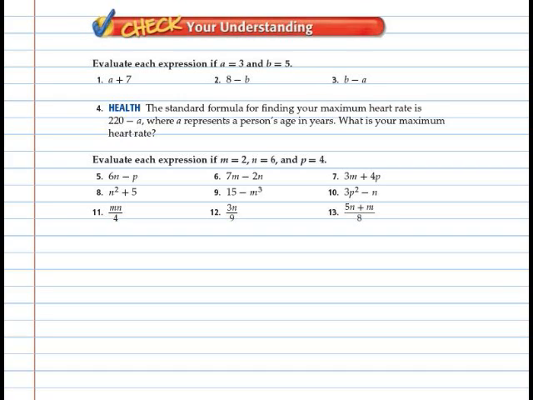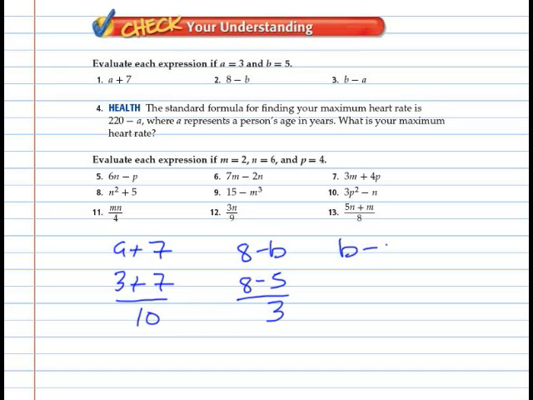Evaluate each expression. If a equals 3 and b equals 5, we'll do the first couple here and then we'll do the odds or the evens when we get down to the end of the assignment. A plus 7. If a is 3, this becomes 3 plus 7. The value of this expression when a equals 3 is 10. Second example, 8 minus b. If b equals 5, this becomes 8 minus 5, which is 3. In our third example, b minus a becomes 5 minus 3, which is 2.